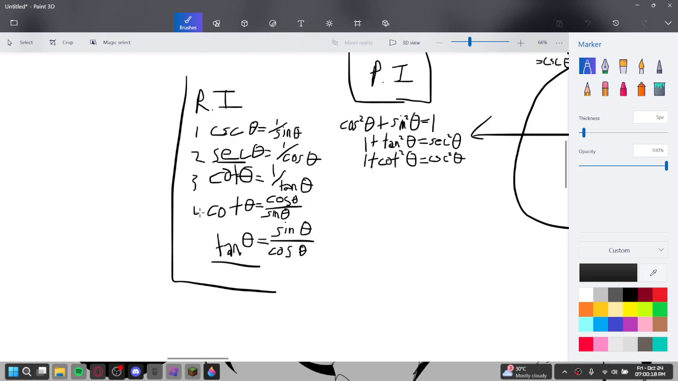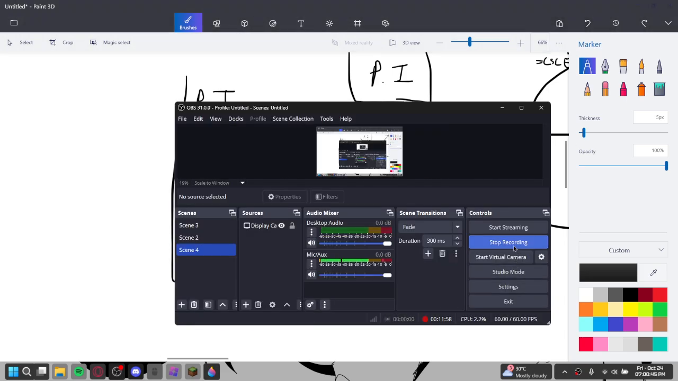Alright, so these are 1, 2, 3, 4, 5, 6, 7, 8. These are 8 trigonometric identities. All finished right here. We'll learn how to apply these next time, maybe tomorrow. So I just want to let this sit here so that you guys get to know these identities a little bit more. Alright, I'm out.